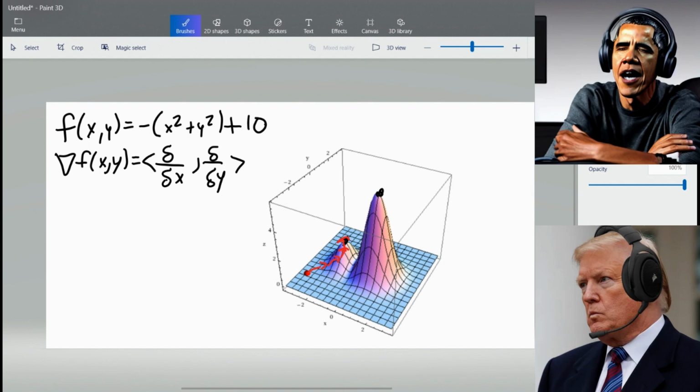Obama, is that really all there is to the gradient vector? So now we can find the fastest way up a hill? Big deal. I don't get what the fuss is about.